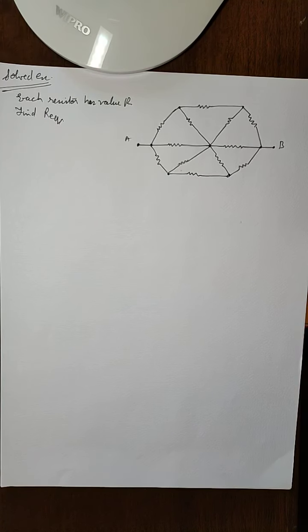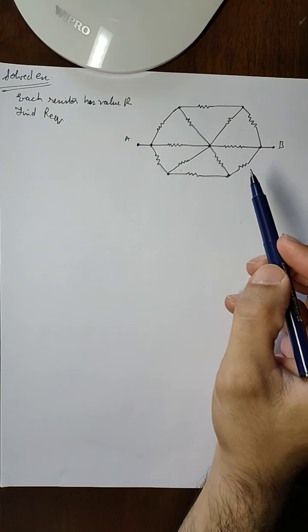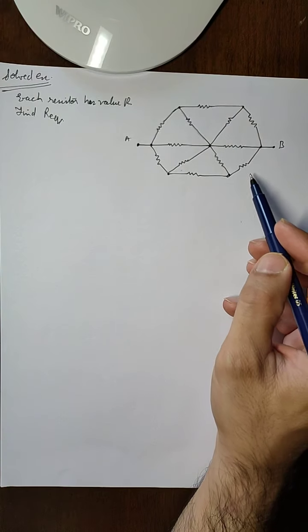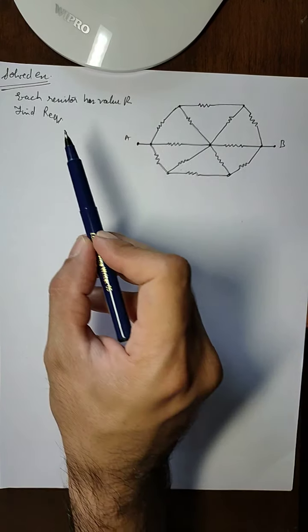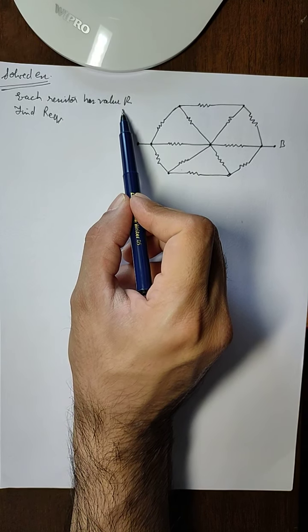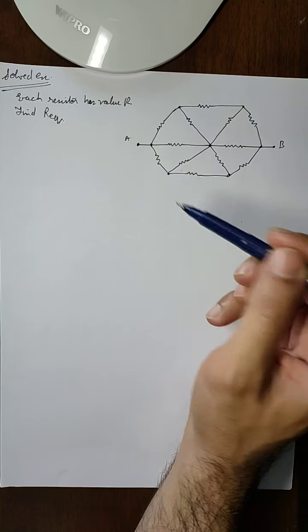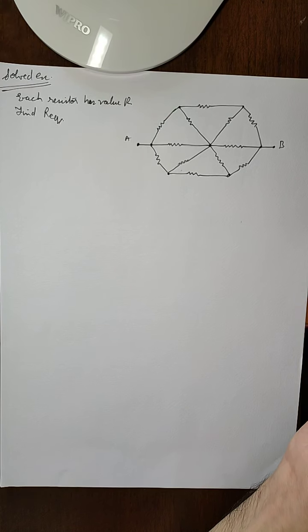Let us do a solved example to understand the solving of symmetrical circuit further. So let us say this circuit is given to us. Now you can easily see at first glance itself that it is a symmetrical circuit. The value of each resistor is given as R, and we have to find the equivalent resistance of the circuit. So we'll follow the same method that we did in the previous video.